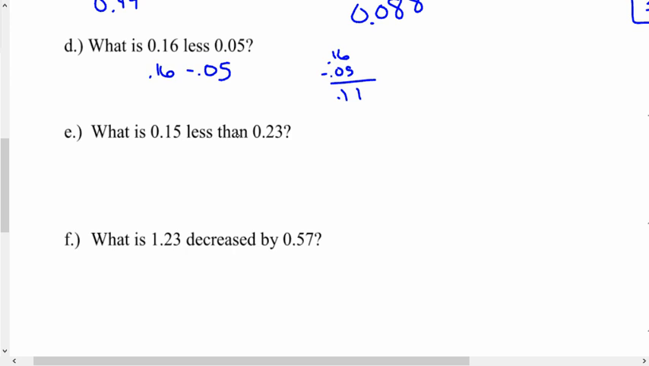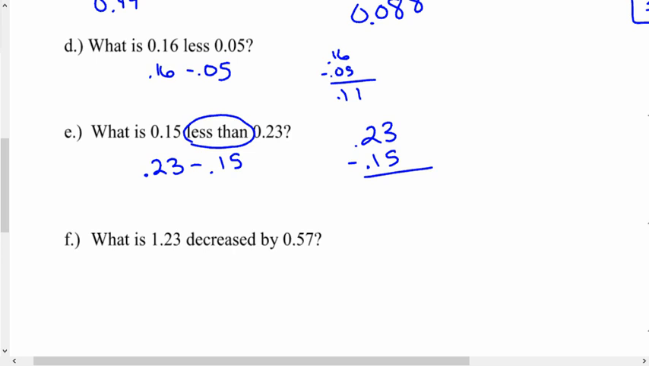Okay. What is 0.15 less than this? Notice this has less than. That was one of them where we got to switch it around. So this means 0.23 minus 0.15. I'll go ahead and write them in order, 0.23 minus 0.15.